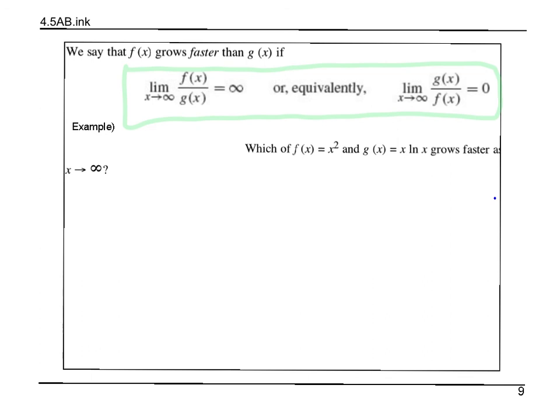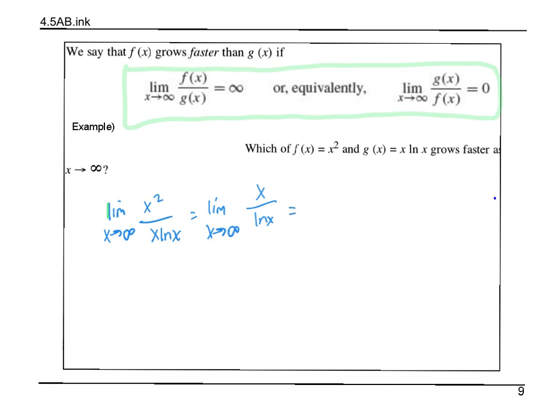So which of f of x equals x squared and g of x equals x ln x grows faster as x goes to infinity? So we could use either model. I'm going to go with more of the straightforward answer and put the f over top of the g. So limit as x approaches infinity of x squared divided by x ln x. Okay, well, right away I can simplify that. That's no problem. So I have an x over an ln x. And in this case, yes, it would be an infinite over an infinite behavior, so I can use L'Hopital's rule.